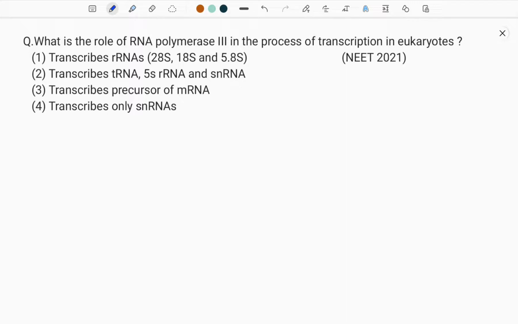We have one more question from the same chapter, molecular basis of inheritance. This question is based on the RNA polymerase types in eukaryotes. I was telling you in my previous question also that eukaryotes have two particular phenomena that are different from prokaryotes. What are they?